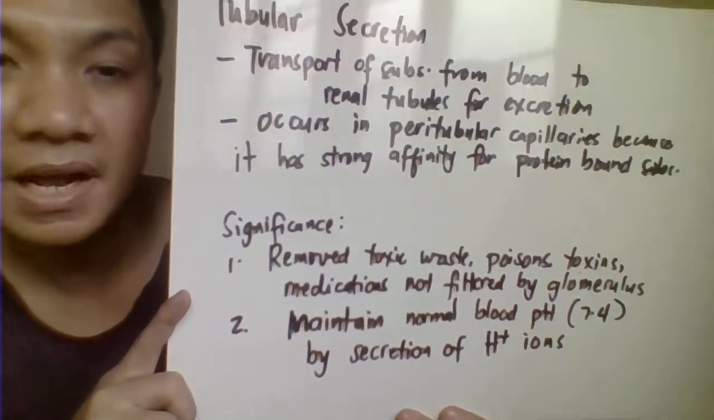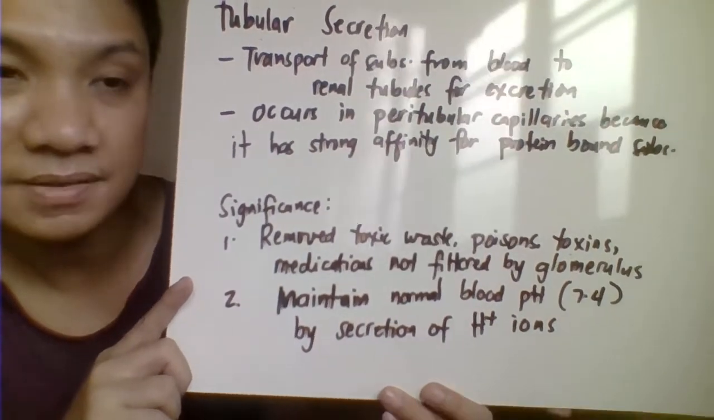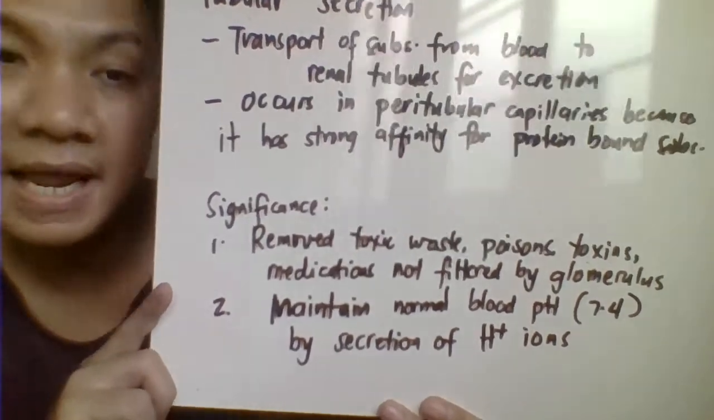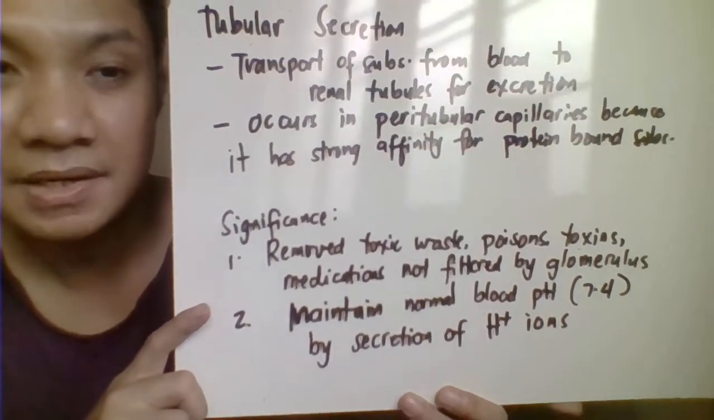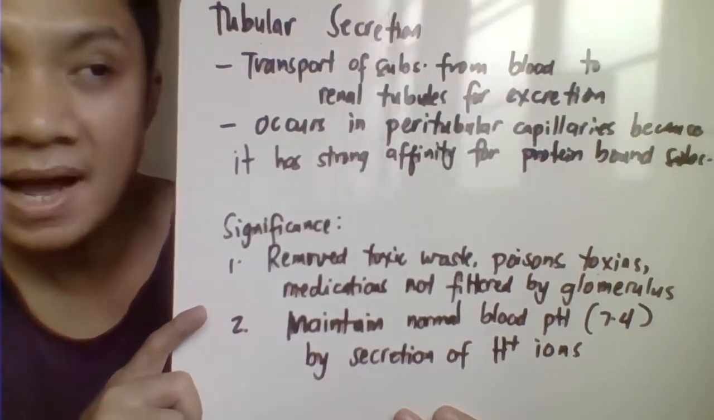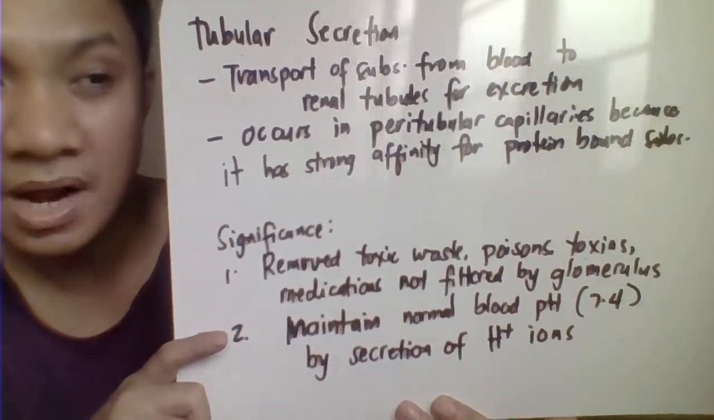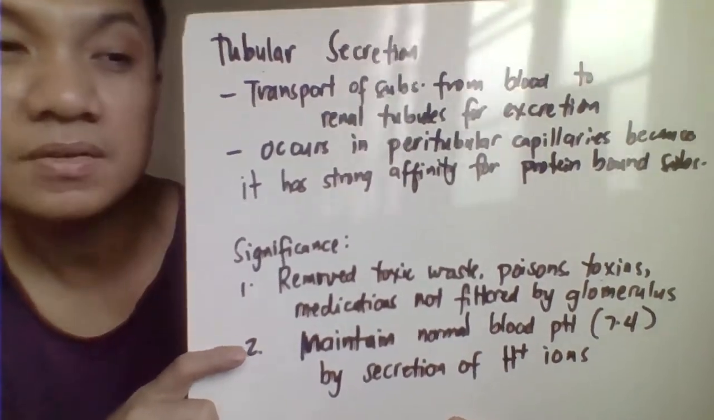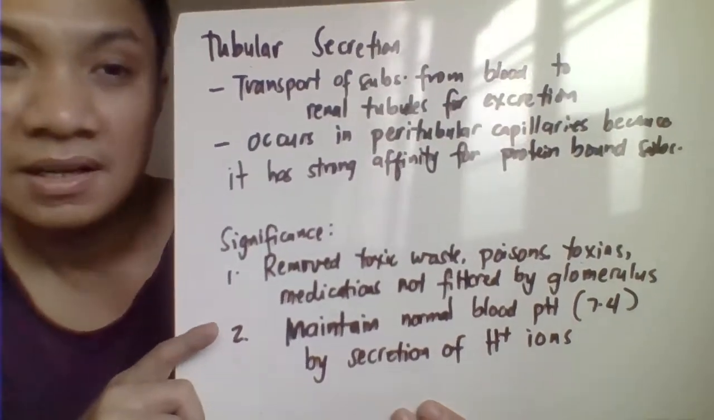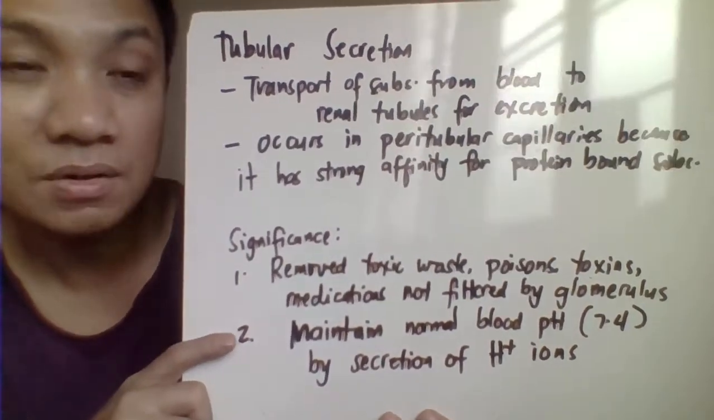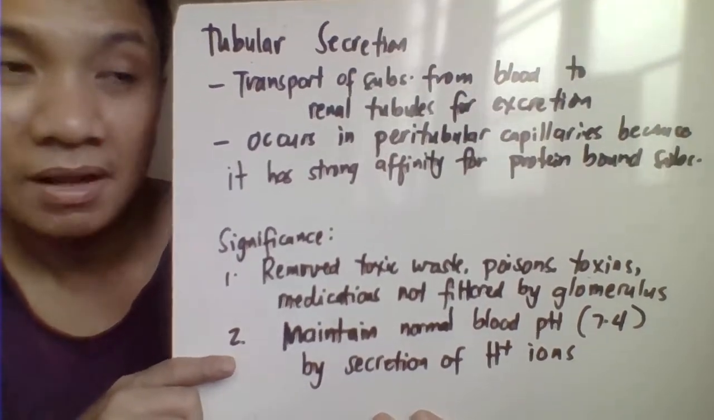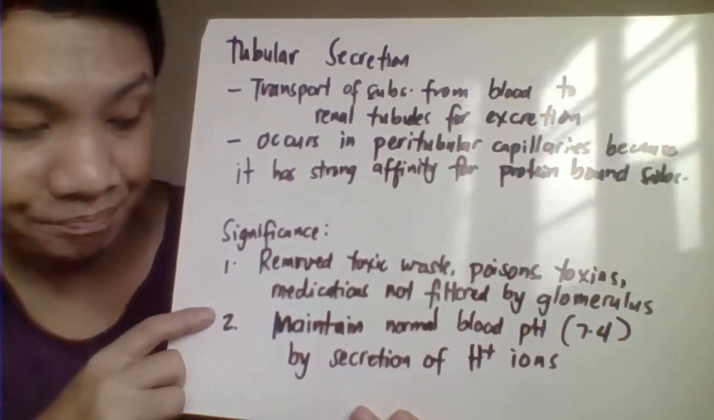Okay, we have here the significance of your tubular secretion. The first one is the secretion of those substances which are not filtered by the glomerulus, because they are protein-bound substances. Those substances are waste products, toxins, poisons, or even medications or allergens. Medications that we are taking in are exogenous substances. Anything that is not part of our body, dapat nilalabas natin, by your secretion process.